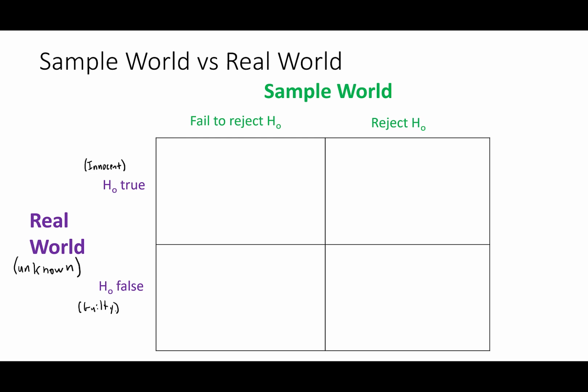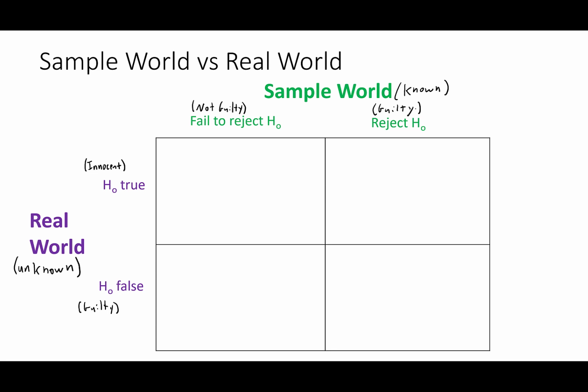What we have is our sample world. This is what is known. And at the end of our trial, we're going to make a decision. Fail to reject H0, which is represented by saying someone is not guilty. Or we reject H0, we find them guilty. So there's 4 different possible scenarios. Before we start a criminal trial, there's 4 different outcomes.